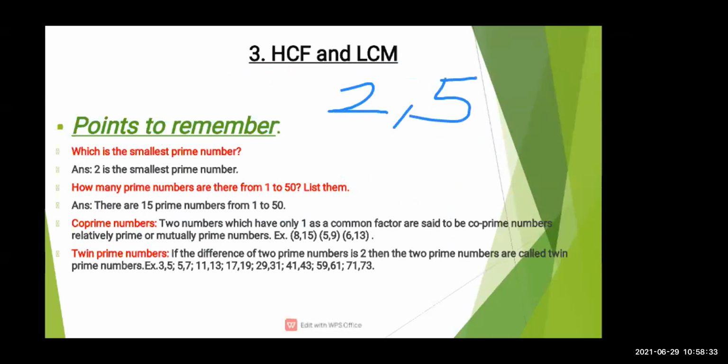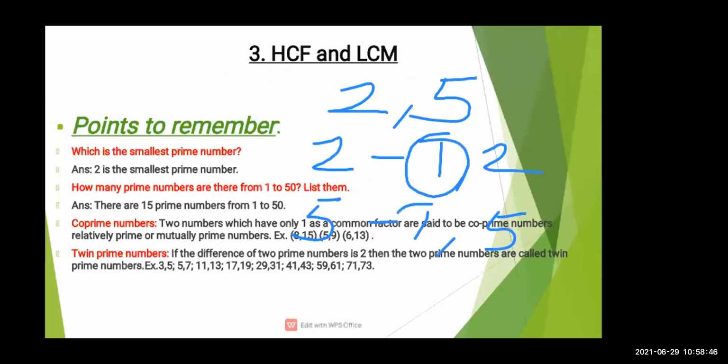and 5. See, 2 ka prime factor is 1 and 2. 5 ka prime factor is 1 and 5. See, the common is 1. But difference is what? How much difference is there? 2 and 5 ka difference? 3. Very good. Difference is 3.